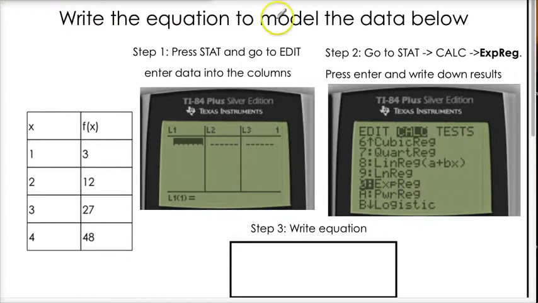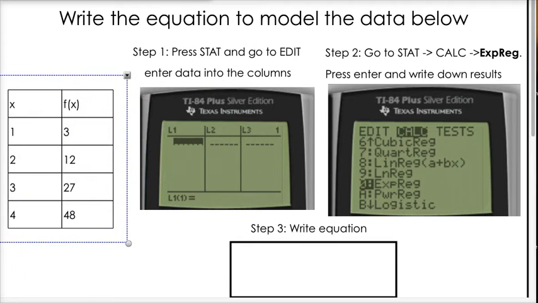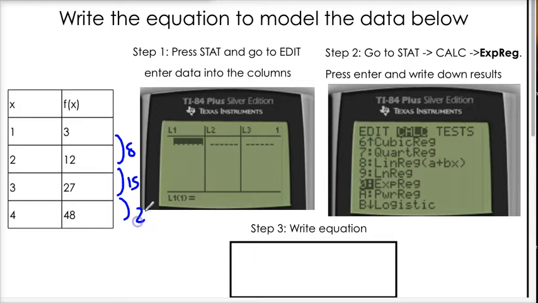Now I'm going to teach you how to write an equation to model an exponential function. All right, we're going to learn how to do exponential functions. Well, the first thing to do is see if your data is exponential. All right, and remember that means it has to have a growth. It has to keep increasing how fast it grows. So let's see, 3 to 12 is 8, 12 to 27 is 15, 27 to 48 is 21. So obviously this is not a constant growth rate, so this is an exponential function.